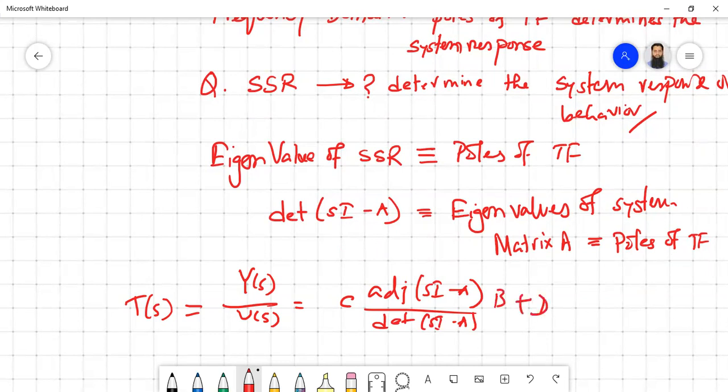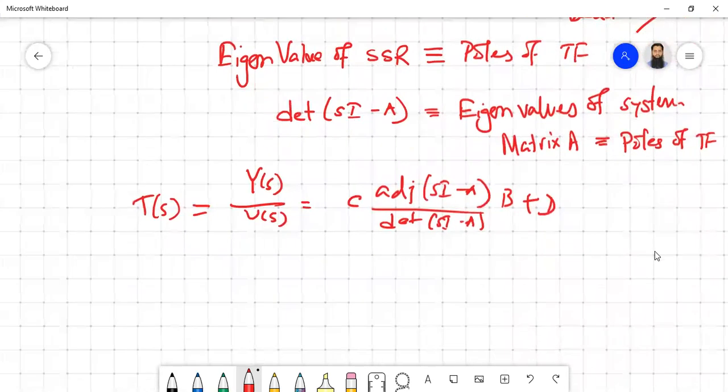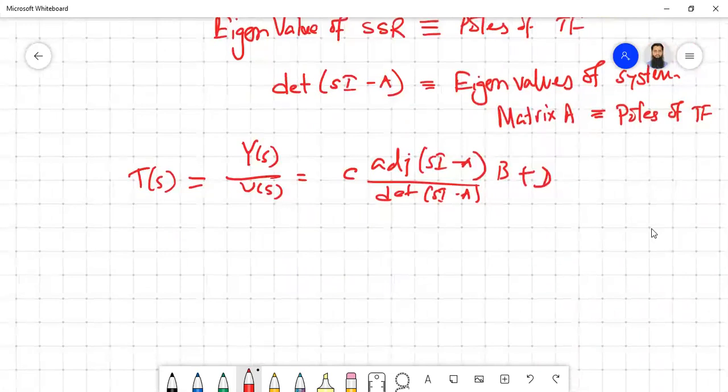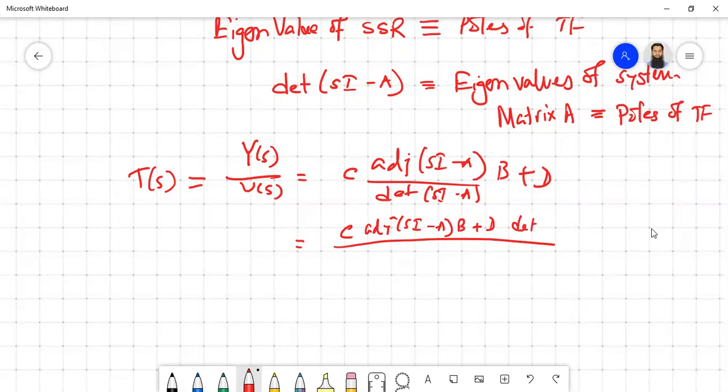If you want to achieve the transfer function from the state space, this was the case. So basically, as you can see here, if you take common, what we have is C adjoint of (sI minus A) into B plus D times determinant of (sI minus A).